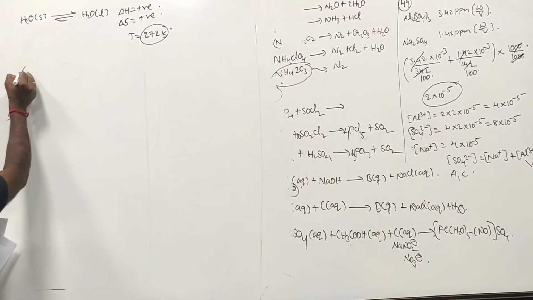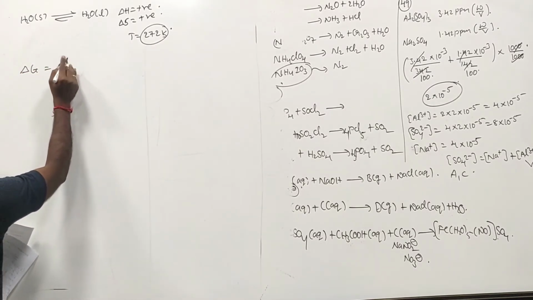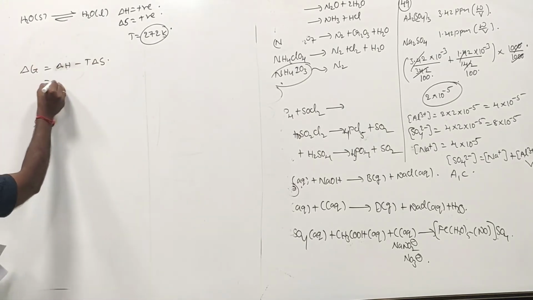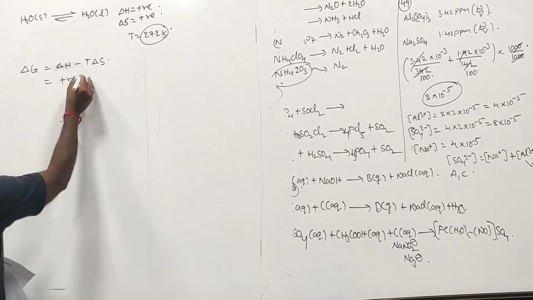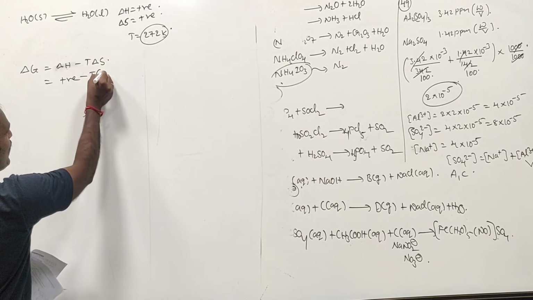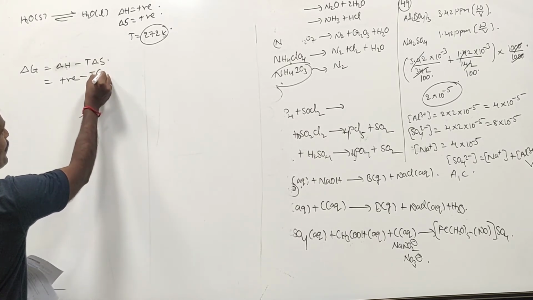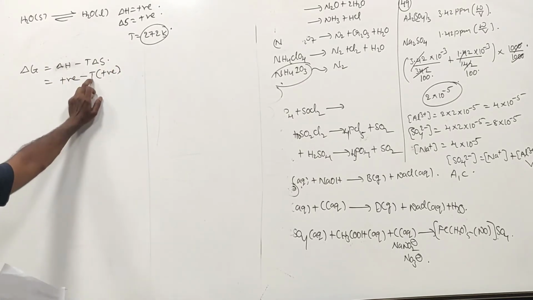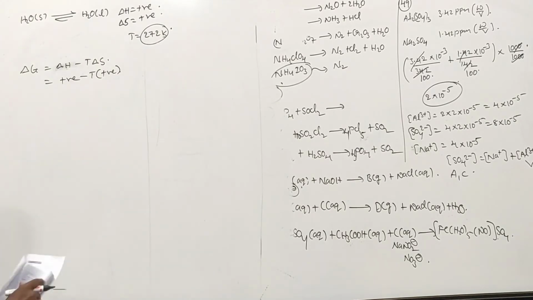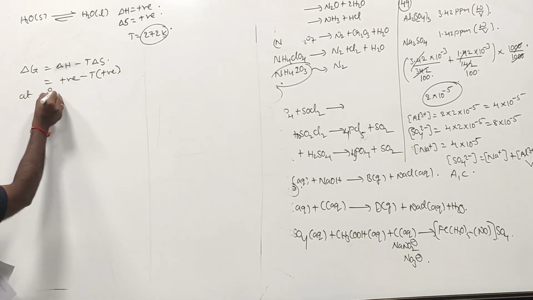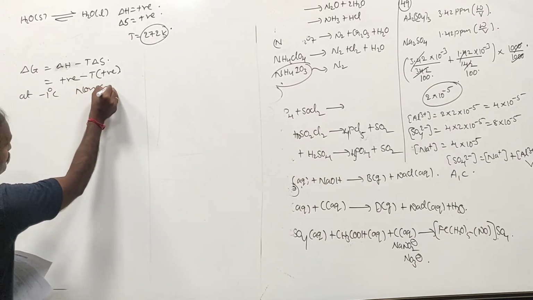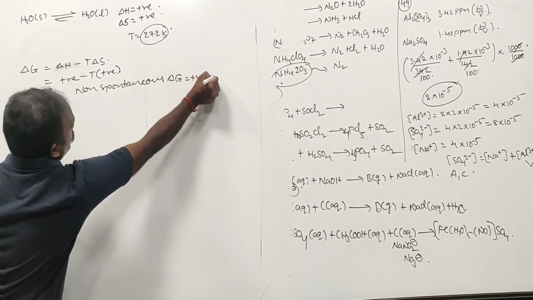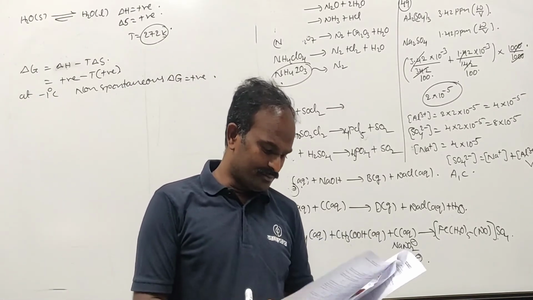Now let us see. Delta G is equal to delta H minus T delta S. Delta H will definitely be positive. Minus T into delta S is also going to be negative. For this overall value to be negative, the temperature should be very, very high, but the temperature given is minus 1 degree Celsius. At minus 1 degree Celsius, it is going to be non-spontaneous. Hence, delta G is equal to positive. True. Next.